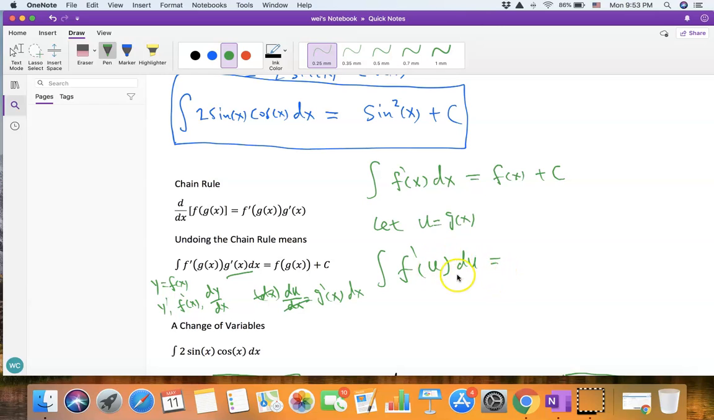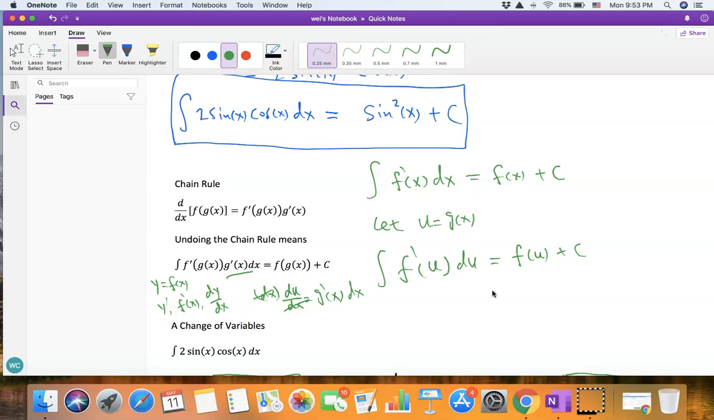Now this is just like what I wrote here. The only difference is in this integral, the variable is x. Here, the variable is u. Because when the variable is x, the result is f of x. Now, when the variable is u, the result is f of u.